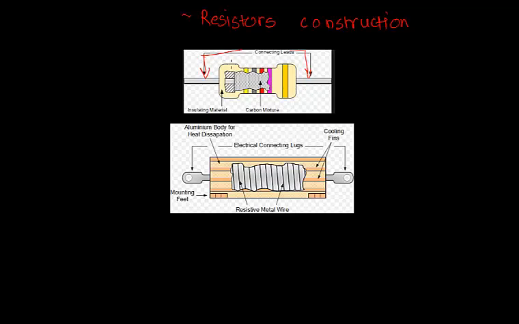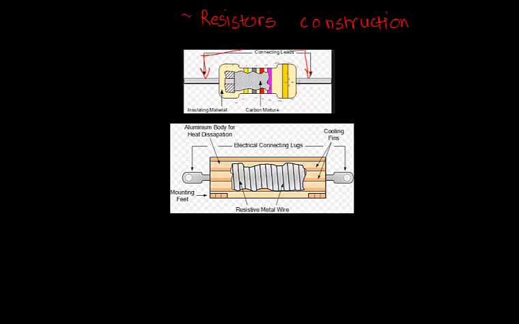Then the body is always surrounded by an insulating material, so that there won't be any shorts when it gets connected onto the PCB, the circuit board. Then there is a carbon mixture inside which defines the value of the resistor.